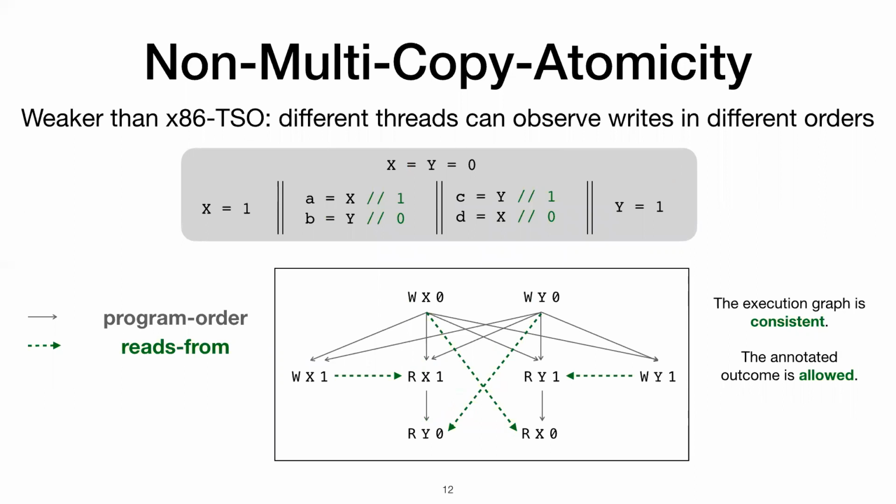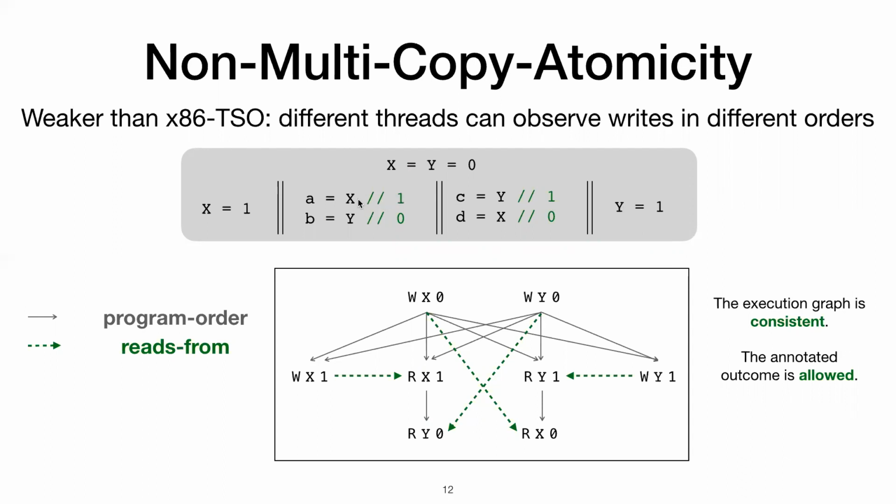Another example, and this is when I said it is weaker than x86 TSO. This is because causal consistency is non-multi-copy atomic. And what we mean is that different threads can observe writes in different orders. And this is the classical example. We have 4 threads. One thread is writing 1 to X. And the last thread here is writing 1 to Y.